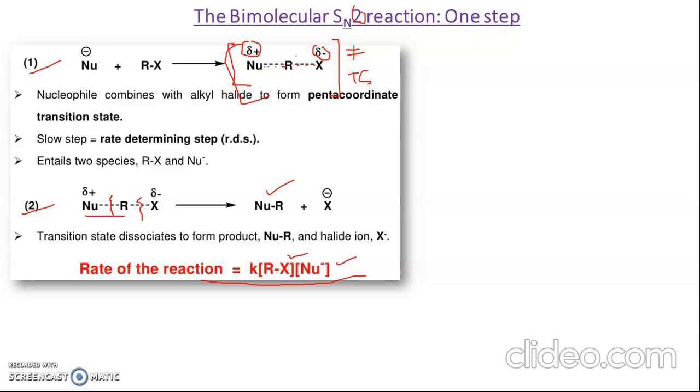So there is a single step. As this is a single step, obviously this will be the RDS step. And it entails 2 species. So that is why it is bimolecular.